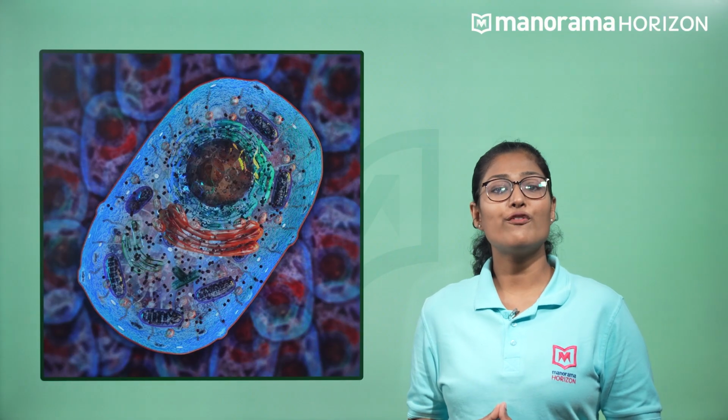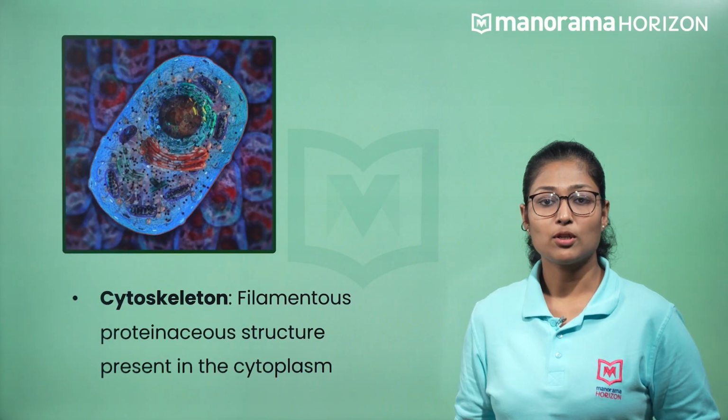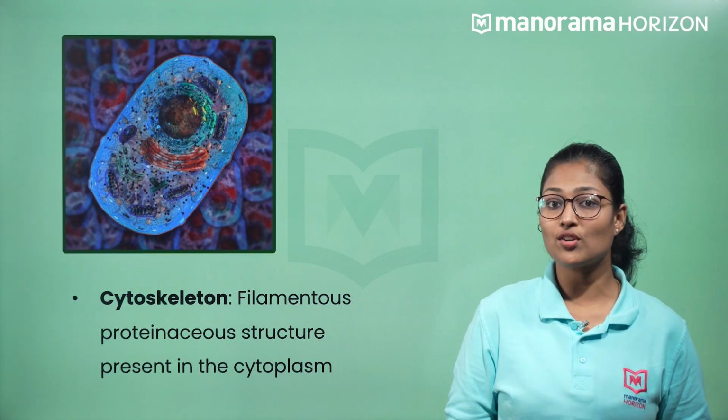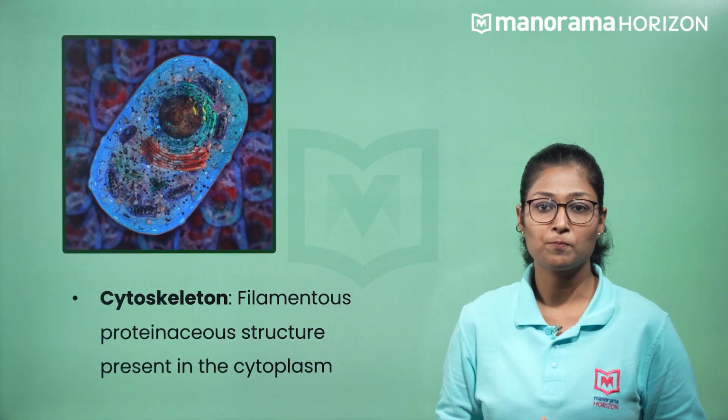So, let us now focus on the cytoskeleton of the cell. In depth, we can define the cytoskeleton as a filamentous proteinaceous structure present in the cytoplasm. We know that the cell constitutes proteinaceous particles, right? So, let us now check the structures which support the cell.